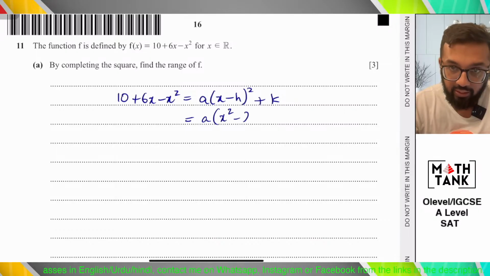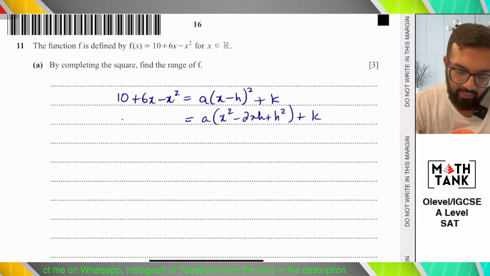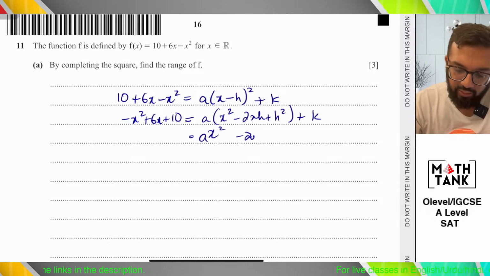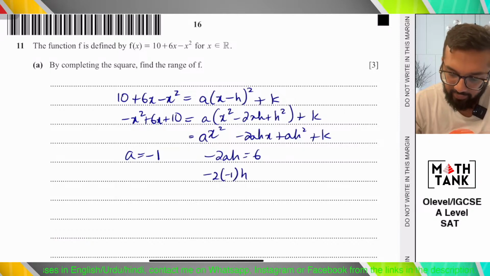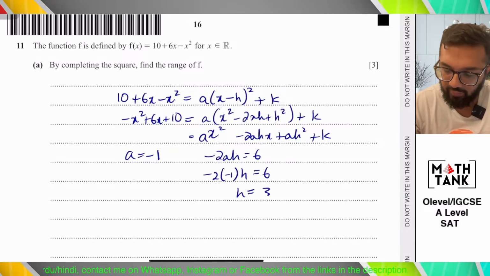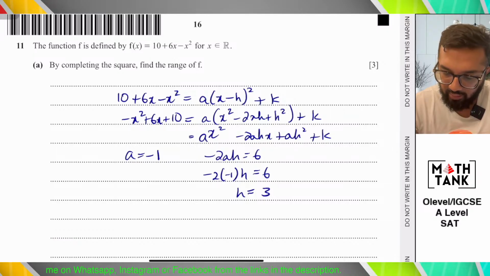a times x square minus 2xh plus h square, plus k. So ax square minus 2ahx plus ah square plus k. a is minus 1, minus 2ah is 6, so minus 2 times minus 1, h is 6, h is 3, and 10 equals ah square plus k.